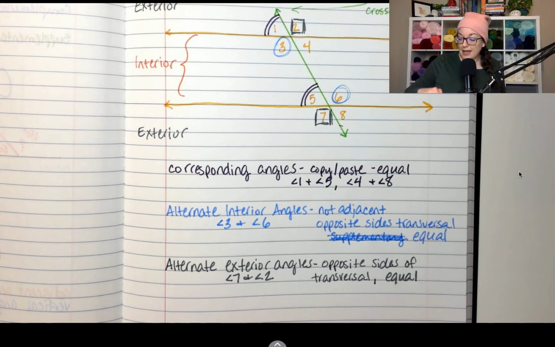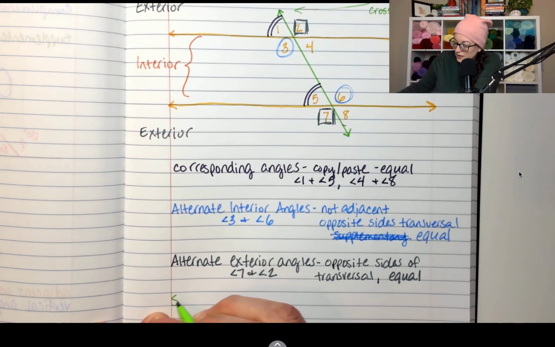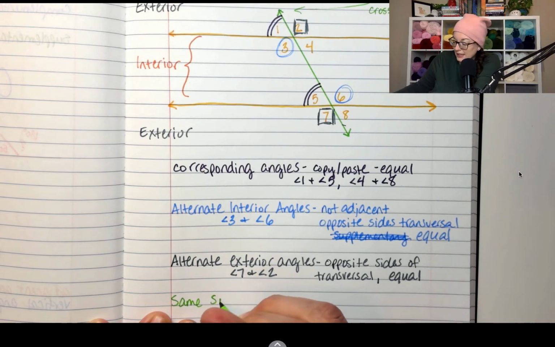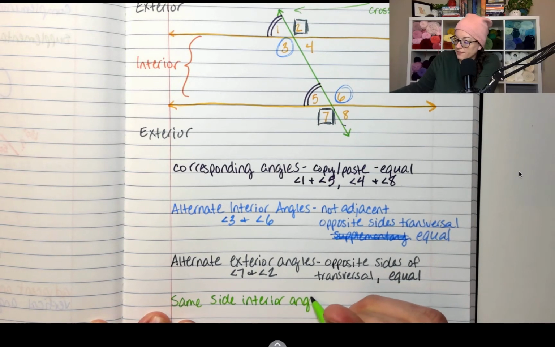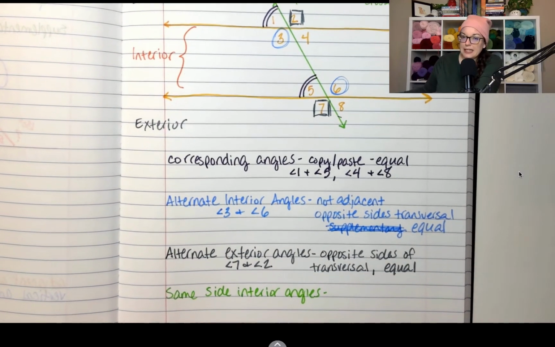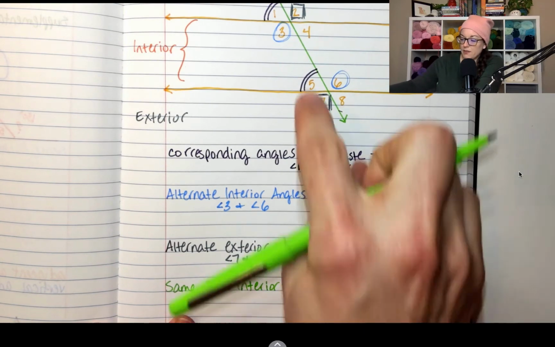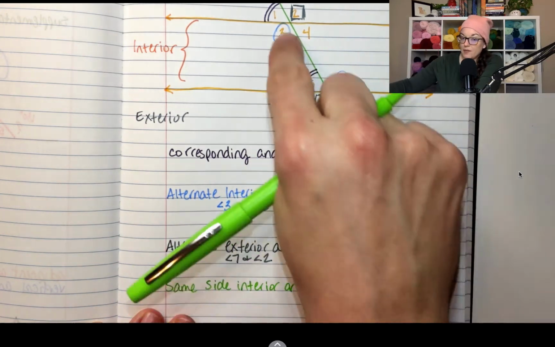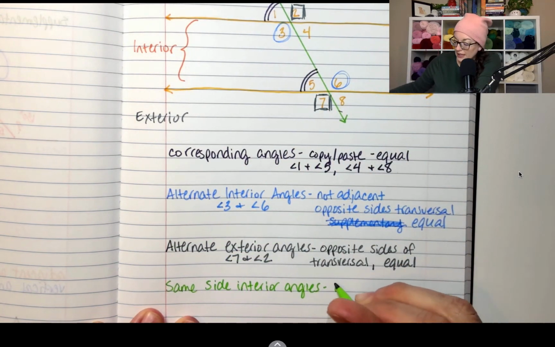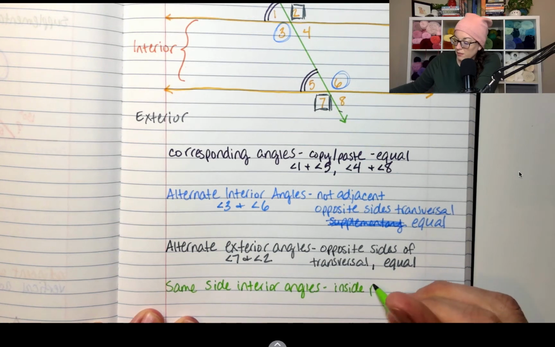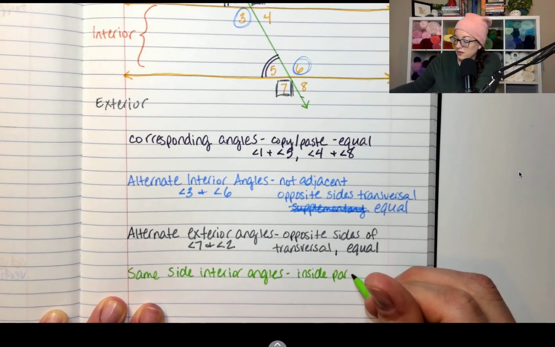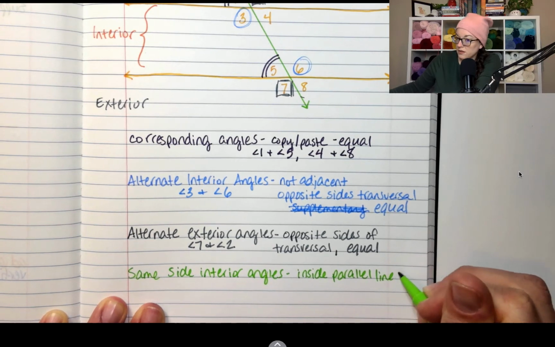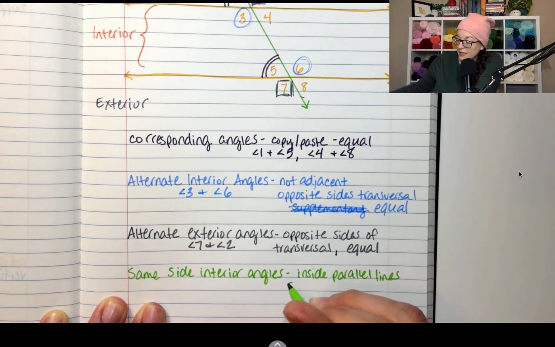All right. Last big one. Same side interior angles. So same side interior: interior is going to be between the two lines. Same side means on the same side of the transversal. So inside parallel lines, same side of the transversal.